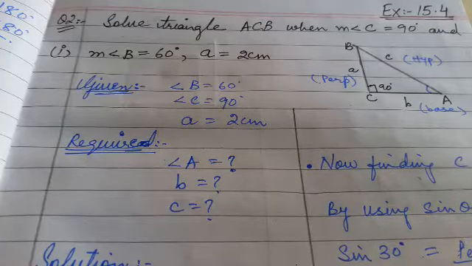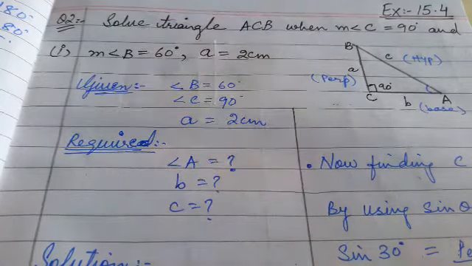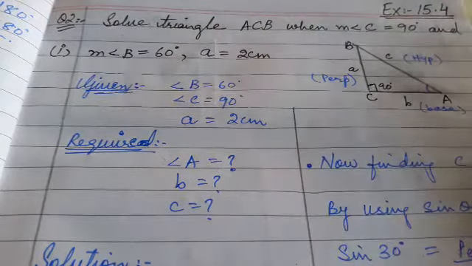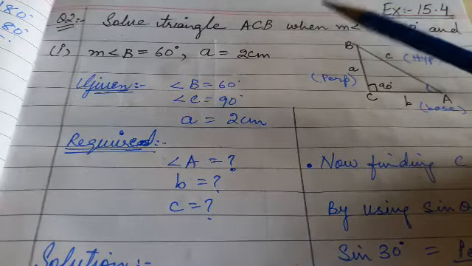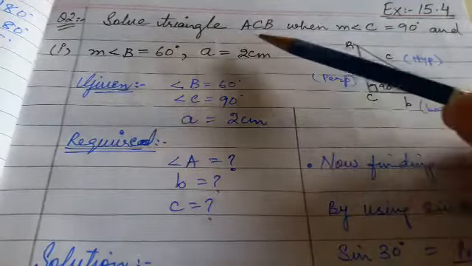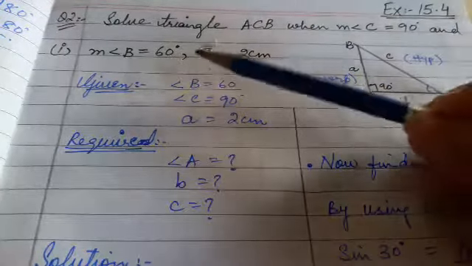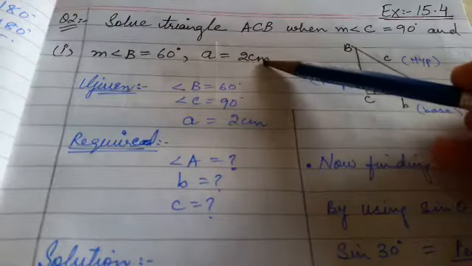Good morning, girls. Today I am taking your maths class, exercise 15.4, question number 2. We already did question number 1, and question number 2 is the same as you have done in question number 1. So question number 2 is: solve triangle ABC when angle C is 90 degrees, and the first part is given to you, angle B is 60 degrees and side A is 2 centimeters.